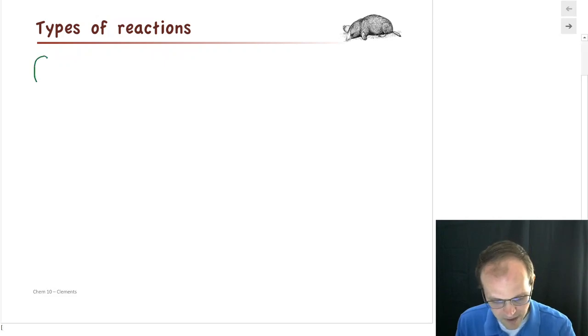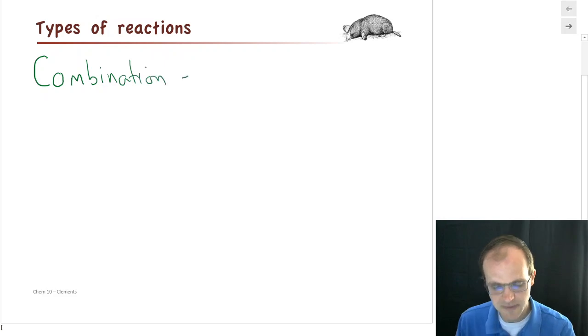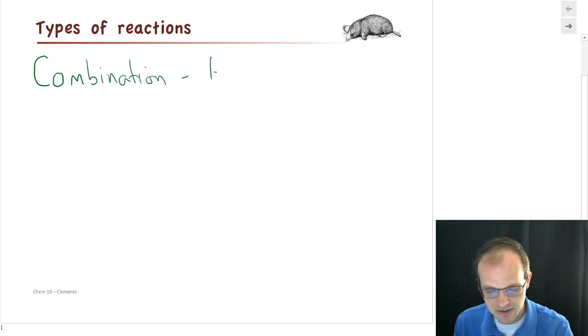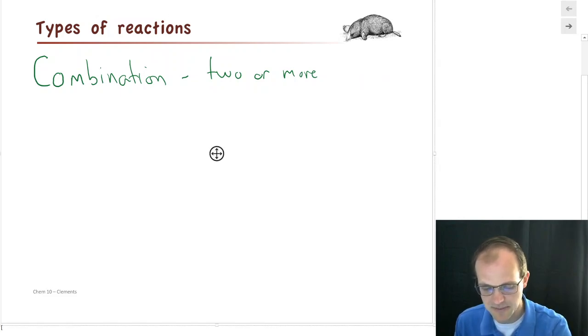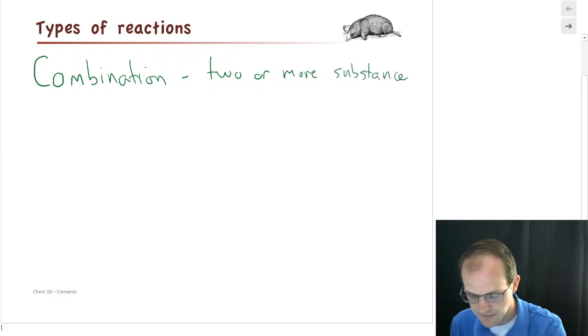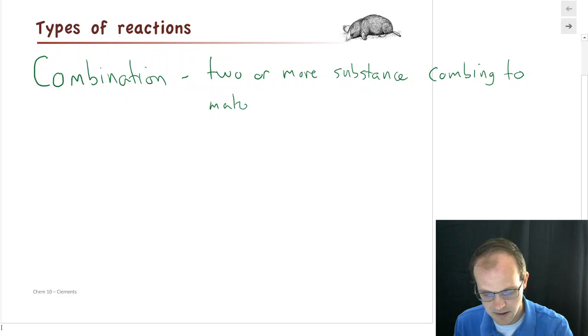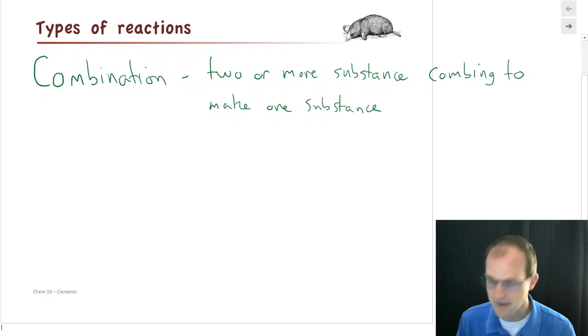So one classification of reactions are what are called combination reactions. And combination reactions are exactly what they sound like. You get two or more substances. Remember, a substance is an element or a compound. Two or more substances combining to make one. An example of that kind of reaction is if you take iron, react with oxygen, you get rust.